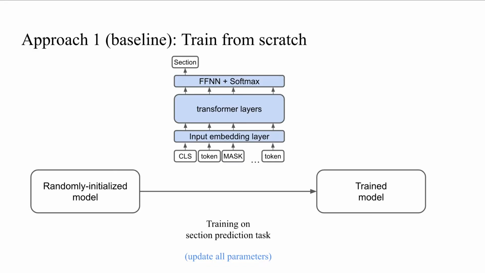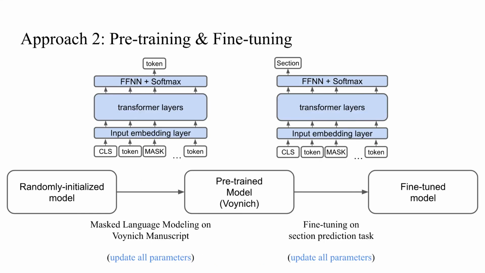Next, we explain 3 approaches using the models. One approach is to simply train the model on the section prediction task. The second approach is, before training on our target task, we first pre-train our model on masked language modeling using the raw Voynich manuscript text.